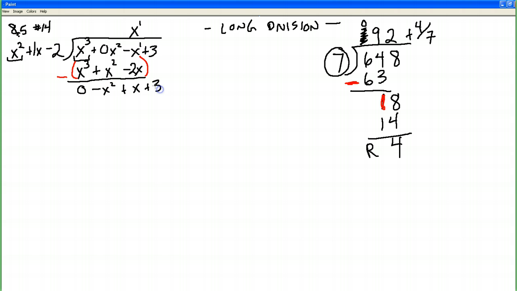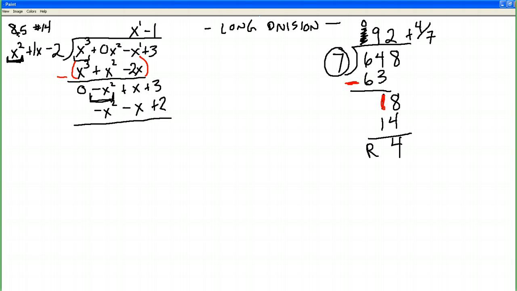Carry down my 3. And now my next step, how many times does x squared go into negative x squared? It goes into it negative 1 times. So I multiply that back through, I get negative x squared minus x plus 2.